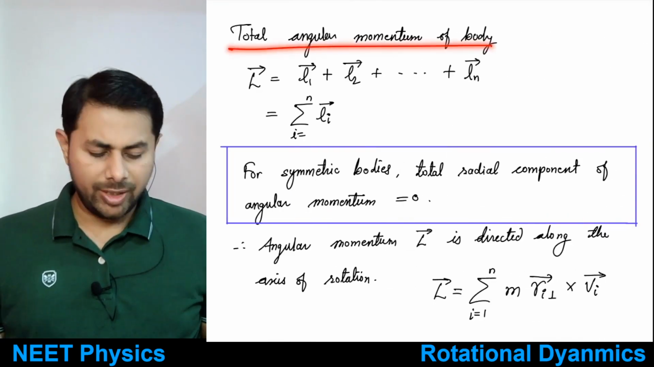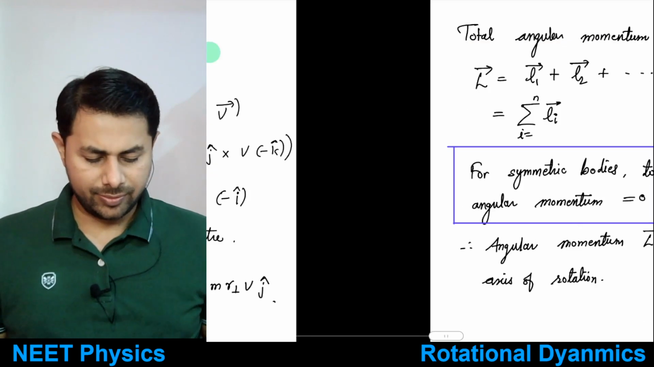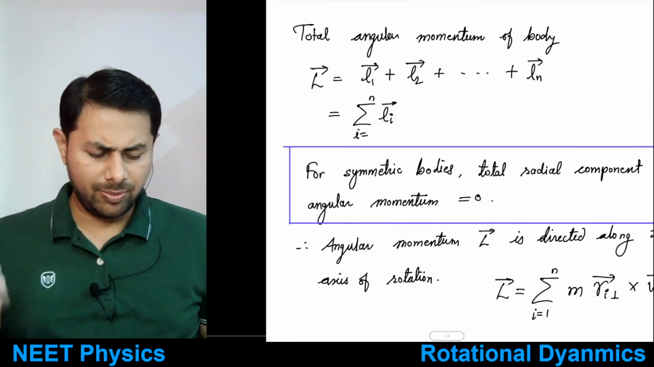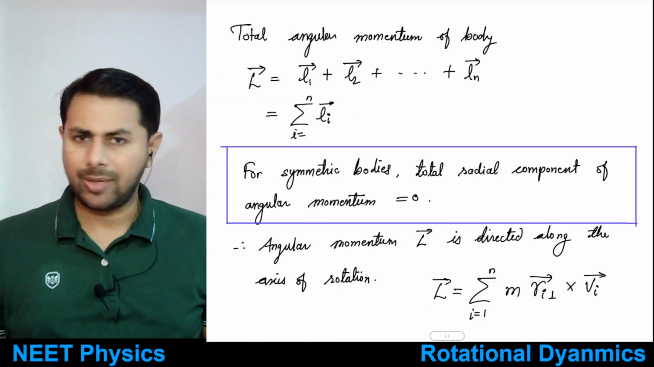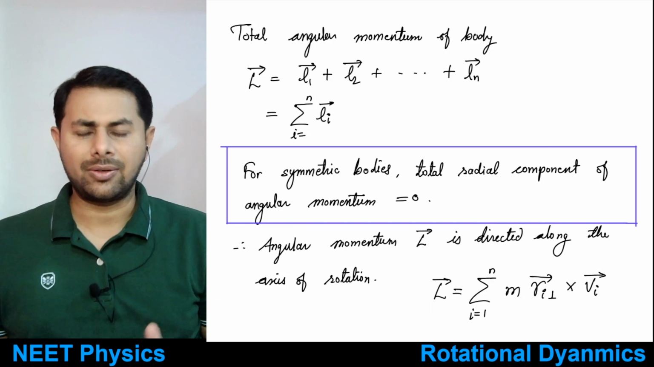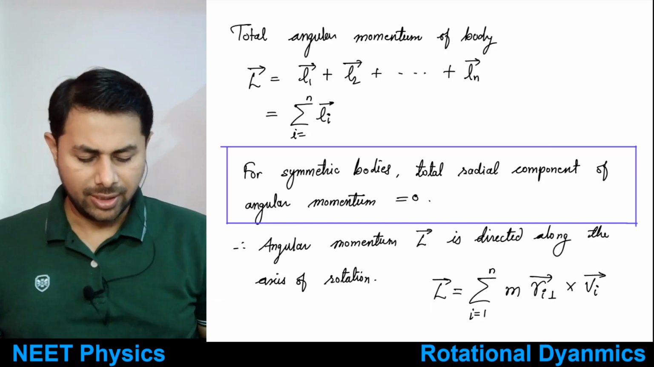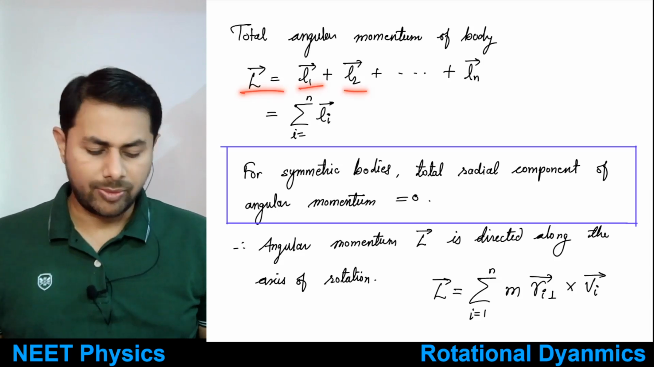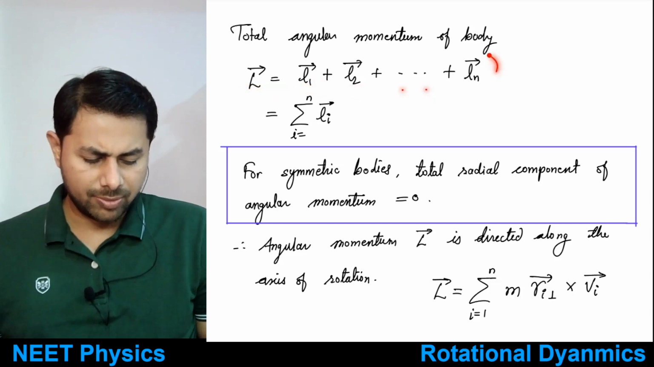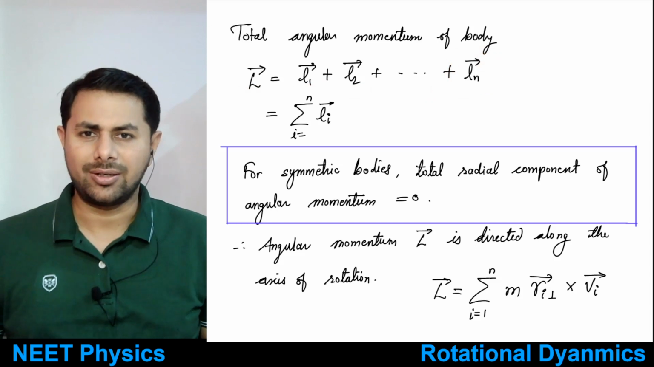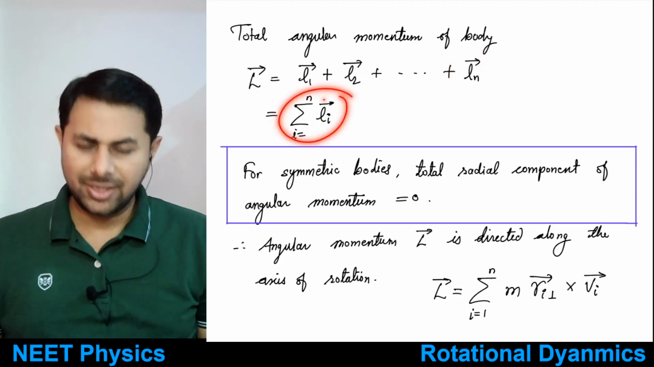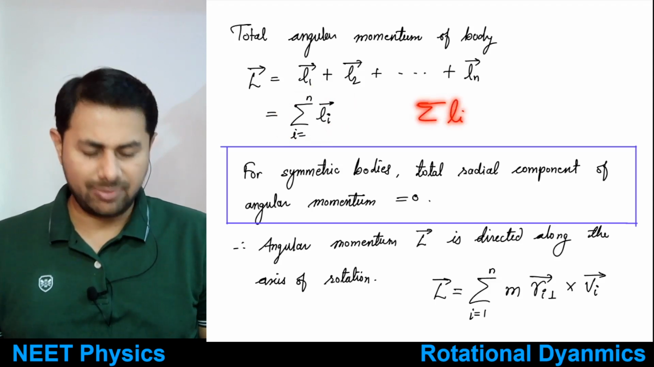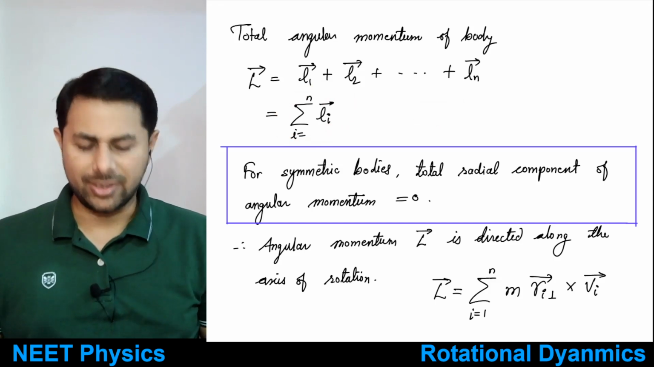Now, what will be the total angular momentum of the body? So see, we talked about the angular momentum of one particle only. If you add up the angular momentum of all particles within the body, you will get the total angular momentum of the body, right? So it is the angular momentum of the first particle plus the angular momentum of the second particle, and so on, up to plus the angular momentum of the nth particle. So you can just write it as summation of Li bar, the angular momentum of all particles.